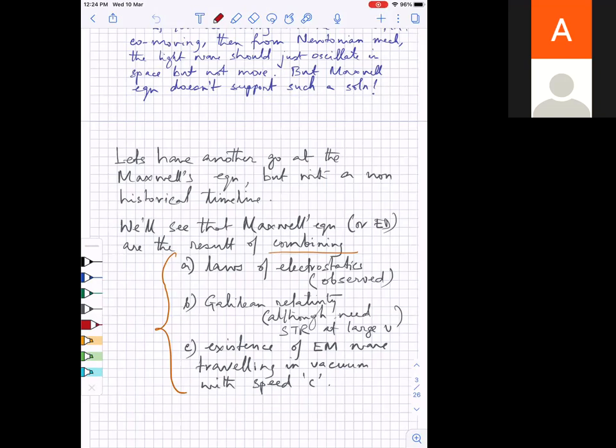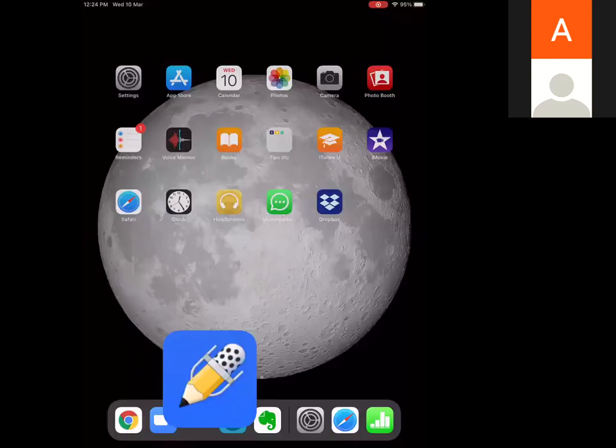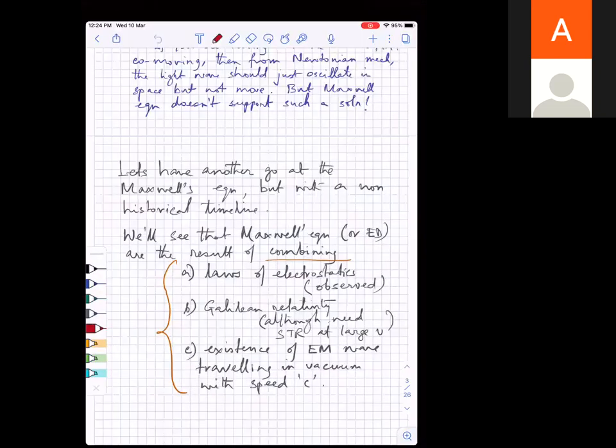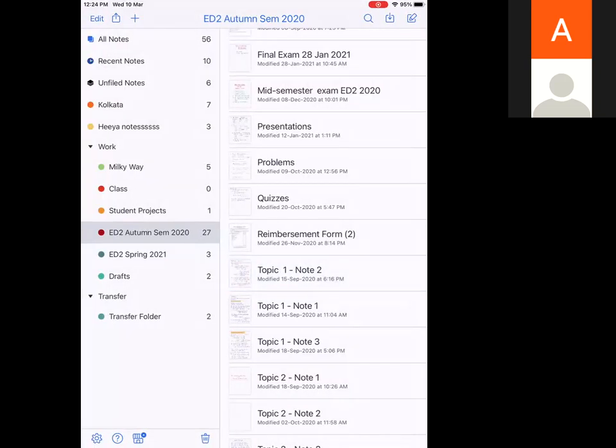This is something I don't think is traditionally done in a Maxwell's equations book, although it is actually there. So let me start. This is the introduction, and this is where I start writing on the blackboard. So let me open a page and start writing.